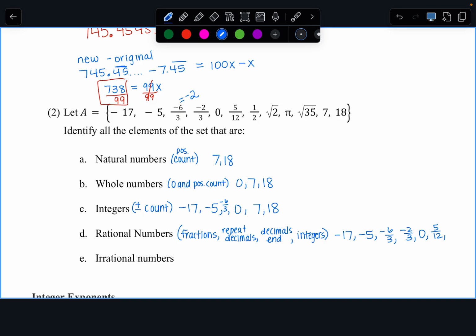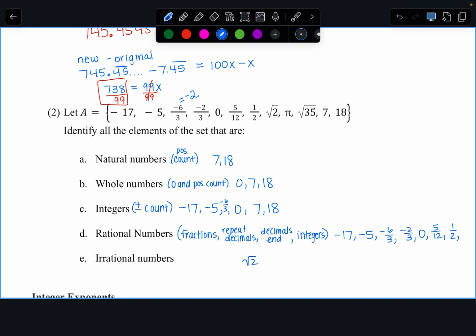1/2? Yes. Can we take the square root of 2 and get a nice whole number out of it? Like something times itself equals 2. No. Root 2 is not rational. It is actually irrational.